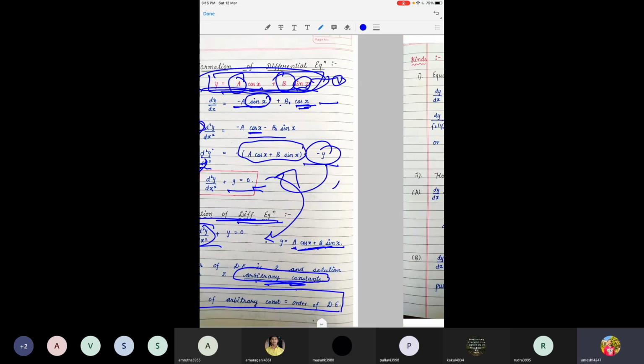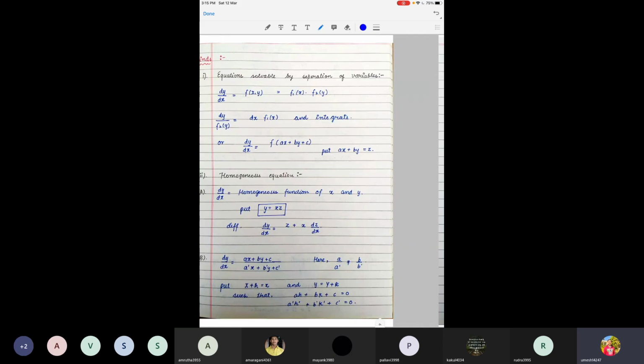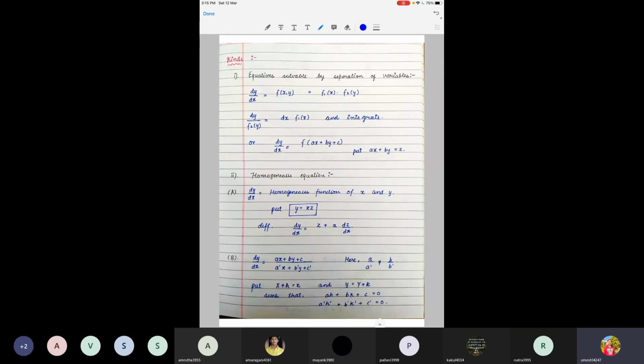Okay, so we have now the kinds of differential equation. Basically we have four types of first order differential equation in the MP1 paper. First one is the equation that are solvable by separation of variables. Like if the equation is in the form of dy by dx is equals to f of x plus y, like the differentiation is some function of x and y. So we can split it into one function of x and another function of y.